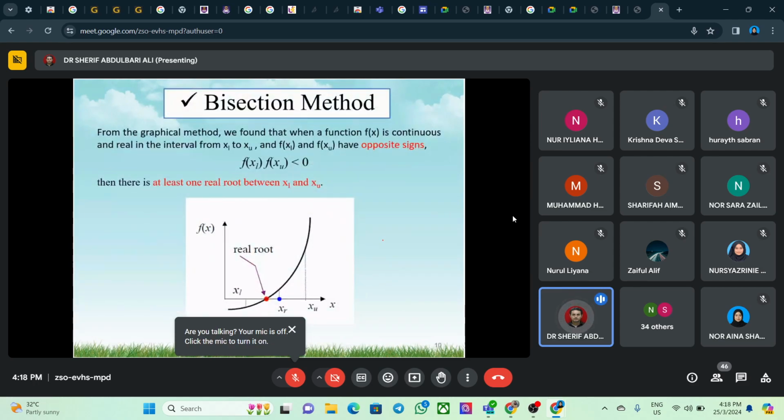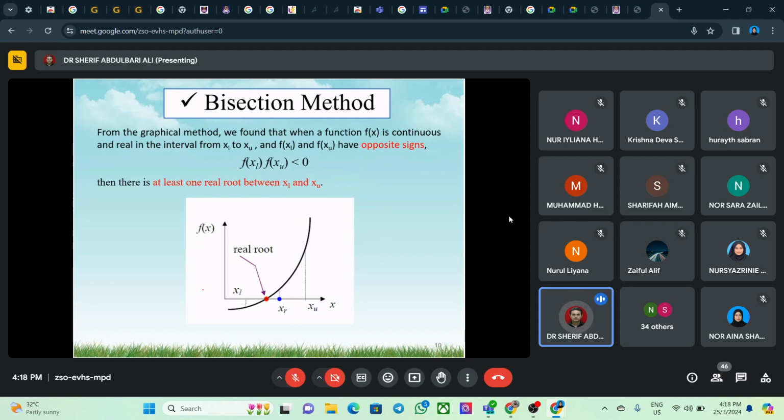Okay, our first method, or our first question, is coming from the midterm exam or final exam. It could come from the bisection method or the false position method. Now from the graphical methods, we have found that when the function is continuous and changing the sign, it has an opposite sign. That means the function is crossing the x-axis at 1 point, which is the real root. We know that the function has one root, so we are going to find it using the bisection method.